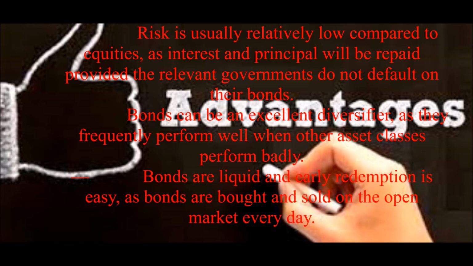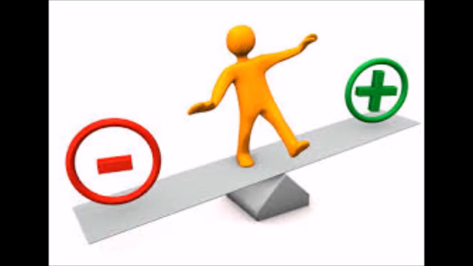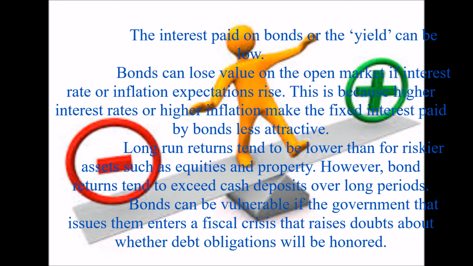Second, bonds can be an excellent diversifier as they frequently perform well when other asset classes perform badly. Lastly, bonds are liquid and early redemption is easy as bonds are bought and sold on the open market every day. The disadvantage of government bonds is that the interest paid on bonds, or the yield, can be low.